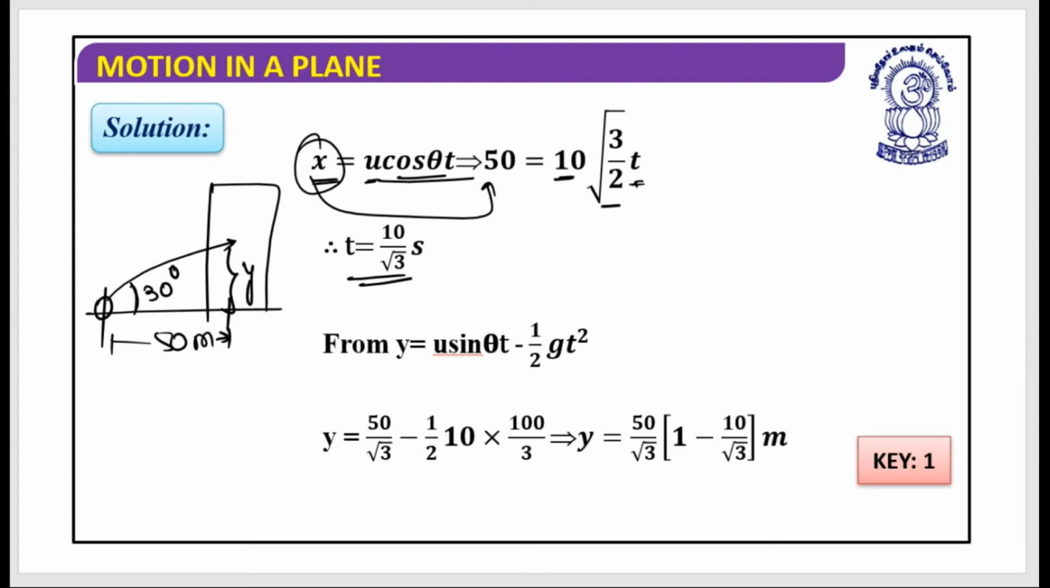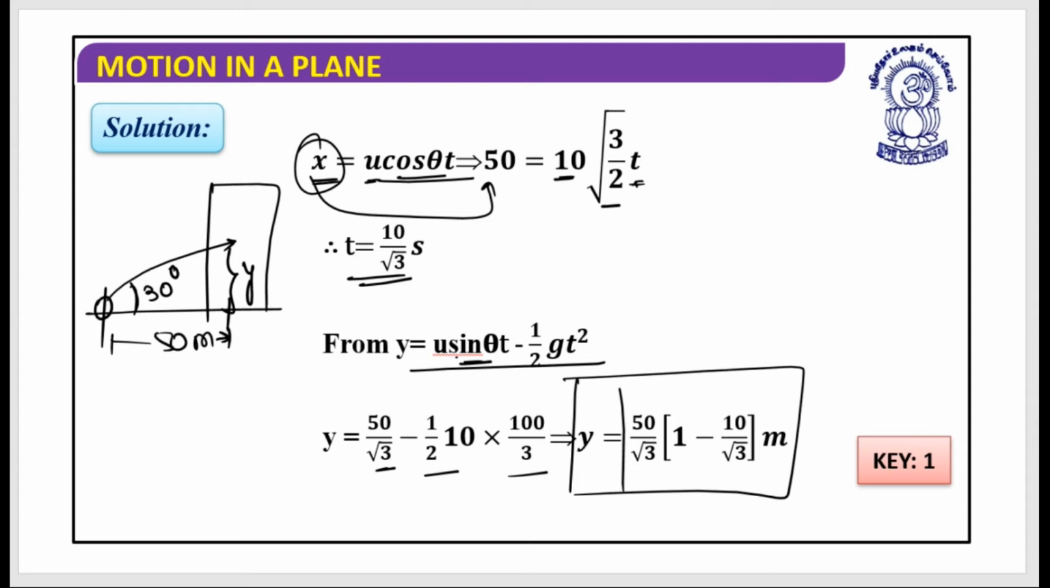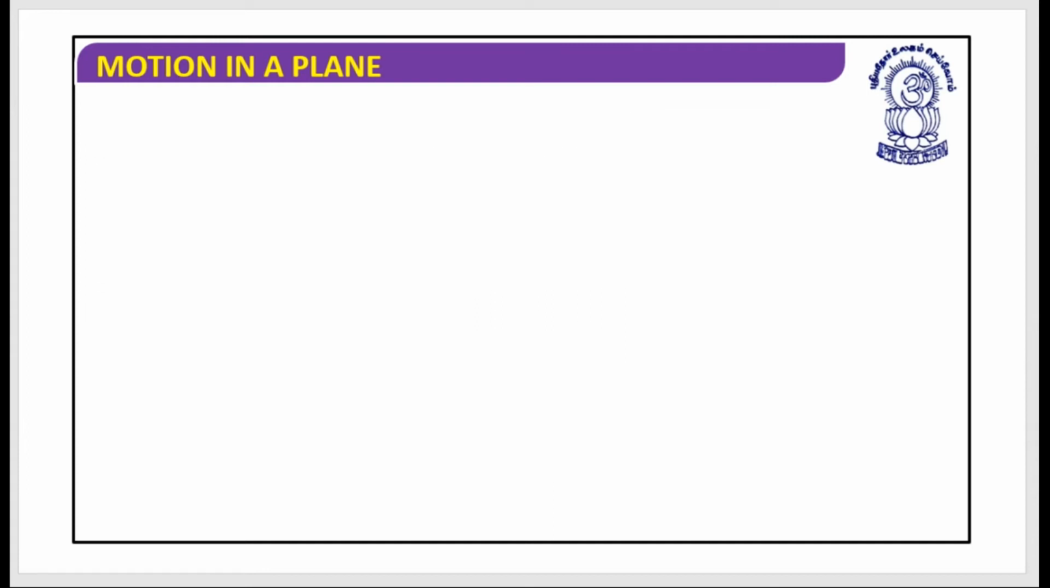You required the y of this situation. We can write y equals u sin theta t minus half g t square. So let's replace the value: u sin theta is 5, so 5 into t minus half into g t square. If I solve this, I can have this value. Can you do this? Can it be done? Are you sure? Great. Shall I add something to this?